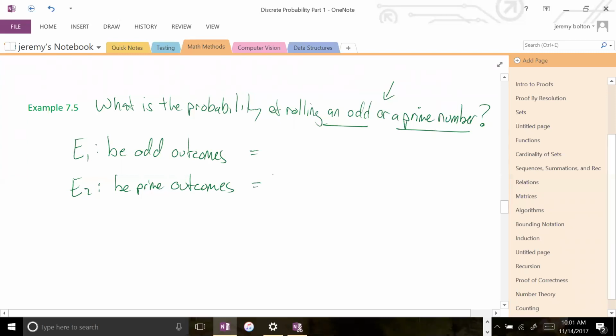All right, so how many odd outcomes are there? We have our 1, 3, and 5. And our prime outcomes, we have 2, 3, 5. Did I miss any? I don't think so. All right, so here we'll say E is simply the outcome where we have an odd or a prime number. So logically speaking, this is a disjunction. This translates to a union of sets. So E is simply E1 union E2.